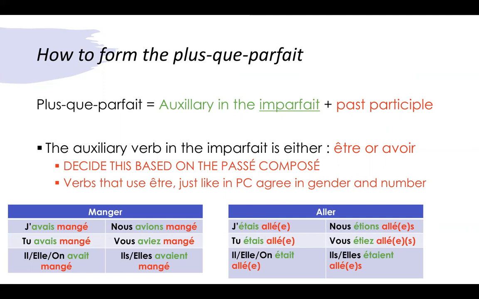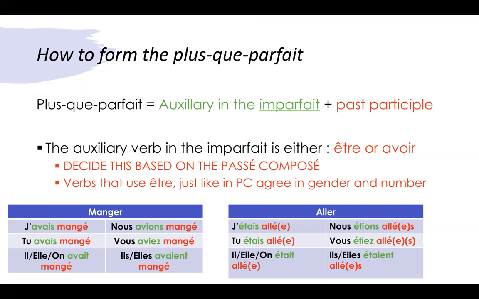So for manger, for the je form, j'avais mangé. So you see you have your subject je, and then your auxiliary in the imparfait, and because manger takes avoir in the passé composé, we're going to use avais, and then mangé, which is the past participle. And then for tu, we have tu avais mangé.